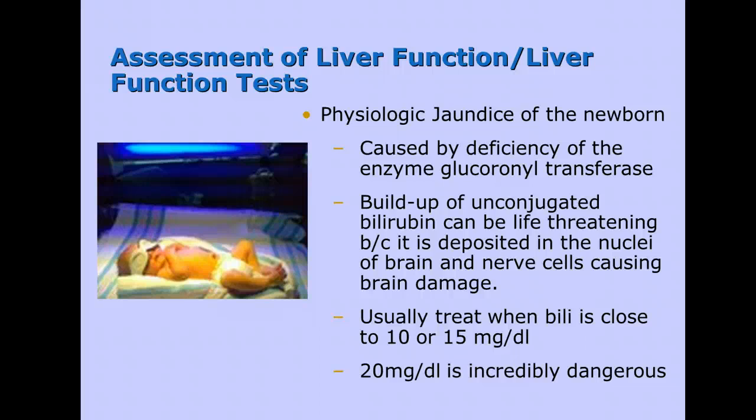But if we were to not treat the situation at all and it got high enough, a buildup of unconjugated bilirubin can be life-threatening. It's deposited in the nuclei of the brain and the nerve cells, causing brain damage. We usually treat this when the bilirubin is close to 10 or 15 milligrams per deciliter, but 20 milligrams per deciliter is incredibly dangerous.